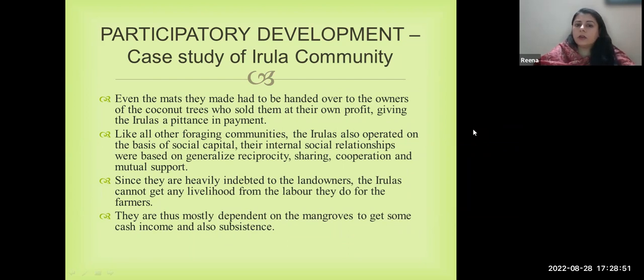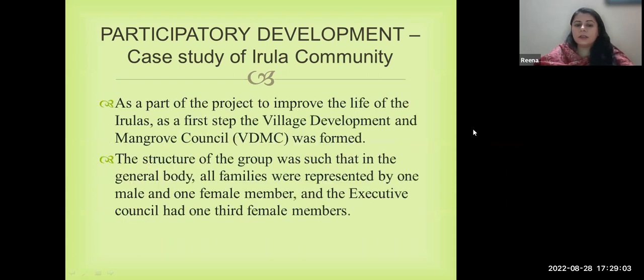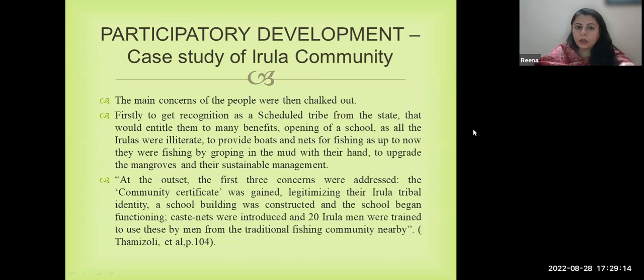So like all foraging communities, the Irulas also operated on the basis of social capital and internal social relationships, but they were heavily indebted to the landowners. But when this project came, it improved the life of the Irulas, and the structure of the group was that in the general body, all families were represented by one male and female member. So firstly, they got recognition as a scheduled tribe from that state, and all the scheduled tribe benefits which they are entitled to were provided to them.